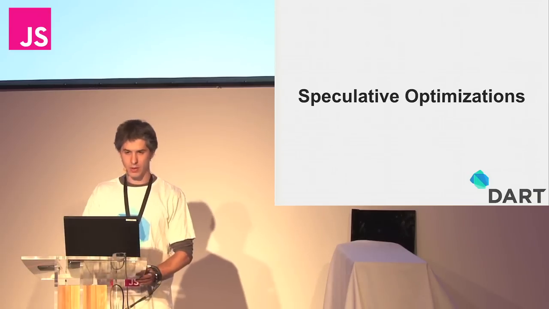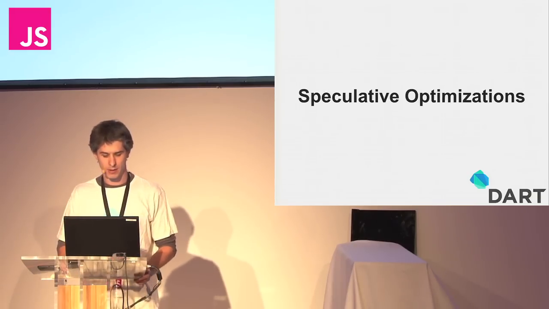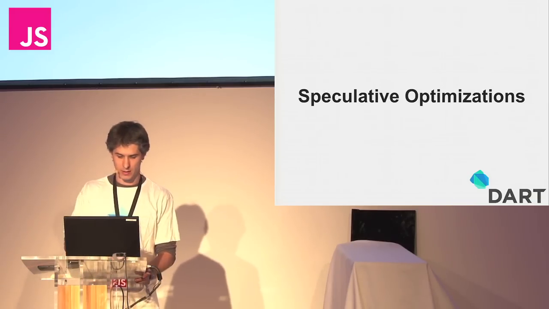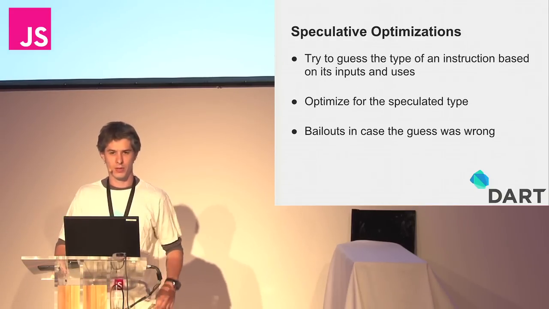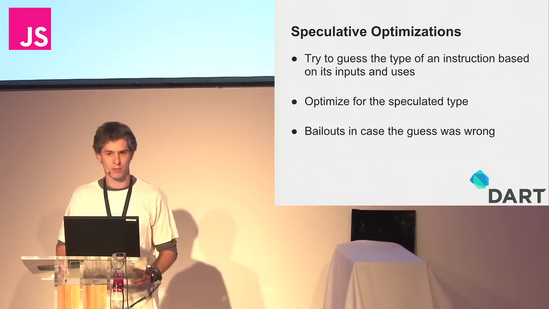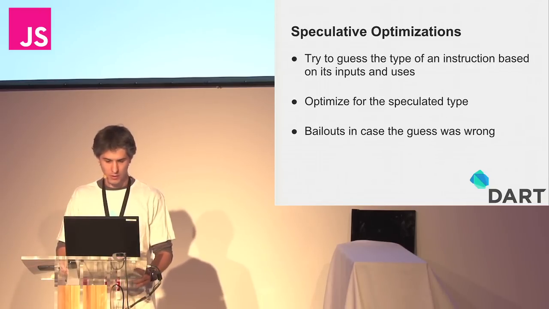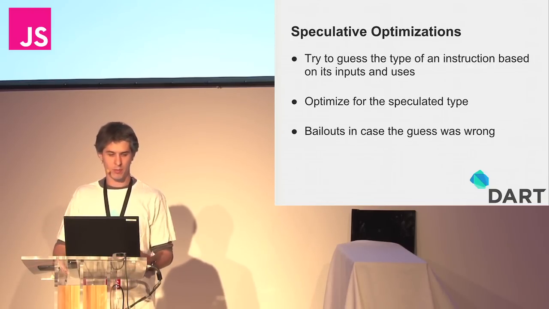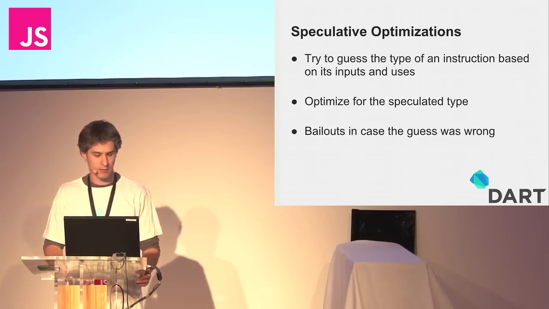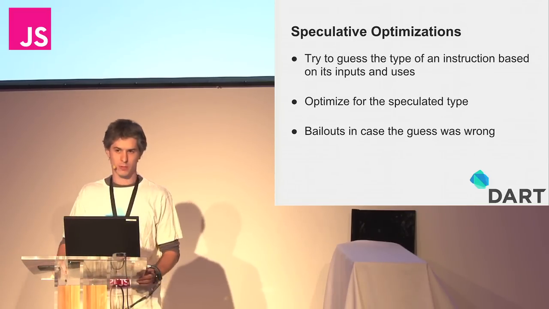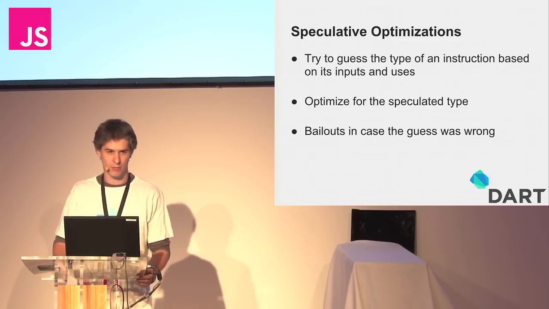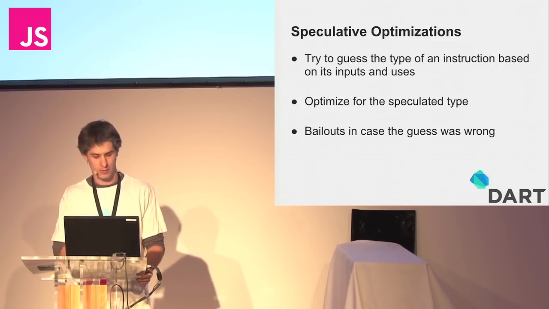So the big hammer we have for that is the speculative optimizations. The idea is to guess what the type of the variable or instruction would be, based on how it's used. And then we try to optimize for this speculated type. The problem is, of course, we cannot always be right, and therefore we have bailouts when we are wrong.